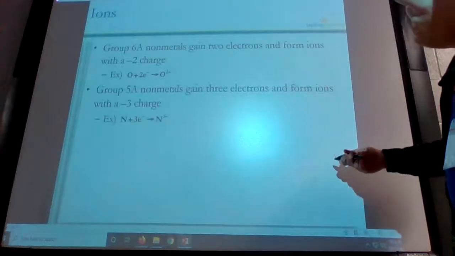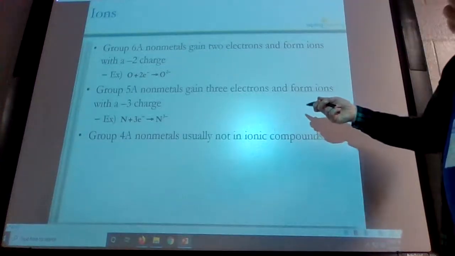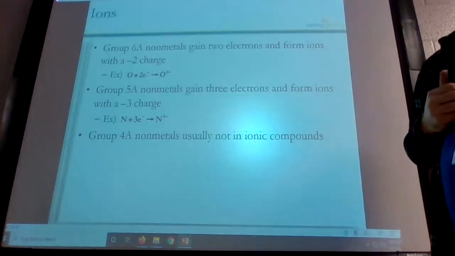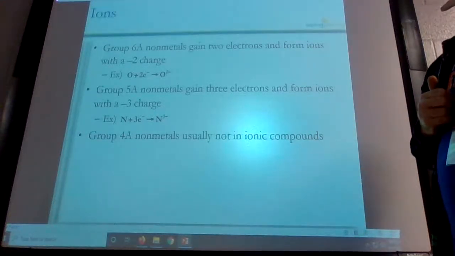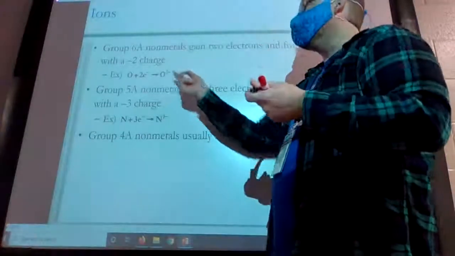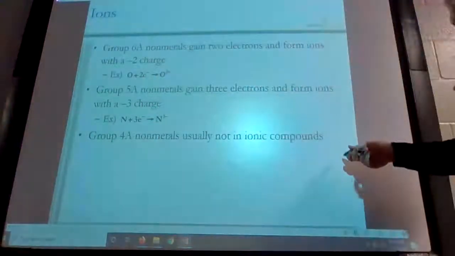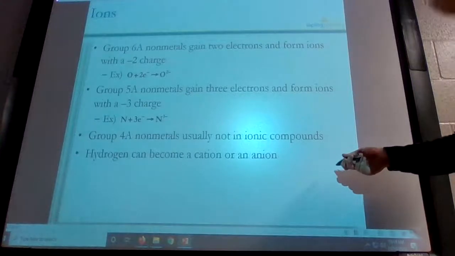They do the same thing with oxygen. That would be a -2 charge. Nitrogen would be a -3 charge. What would nitrogen be as an ion? It's a nonmetal, so what do I do to the end of it? Nitride, yeah. So like oxide, nitride. So you just add the ending "ide" to the end.